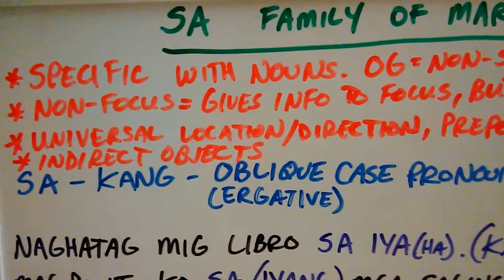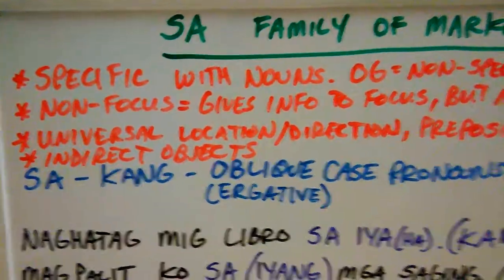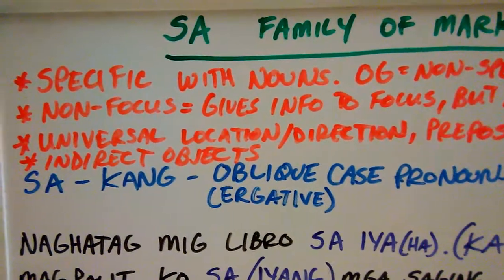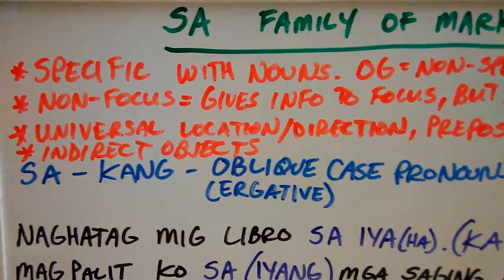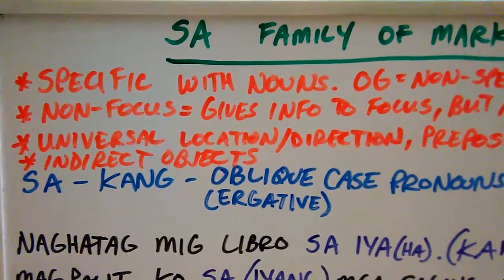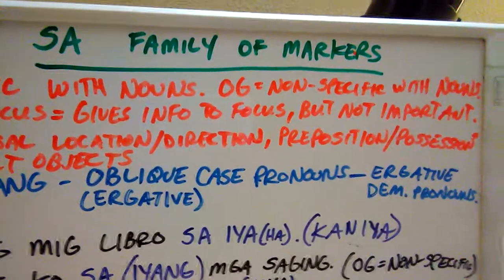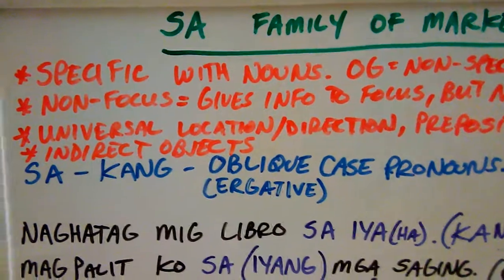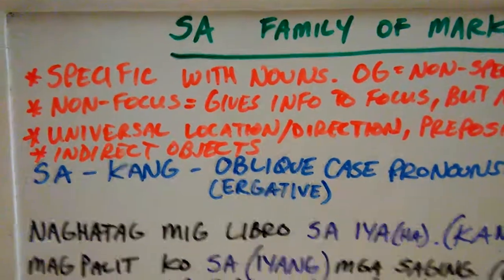Next, it's also a non-focus. Like og, which is a non-focus marker, sa is also a non-focus marker. That means ang is our only focus marker. Even though we have a sentence with ang, or any part of the ang family, marking something that's given focus, sa can be in that sentence. If sa is in that sentence, it would be marking a non-focus, just to give amplifying information. But it's not important in the sentence. It's just helping provide information, but it's not the focus of the sentence, because the ang family of markers, whichever one you're using, is the one that's marking that it is important.